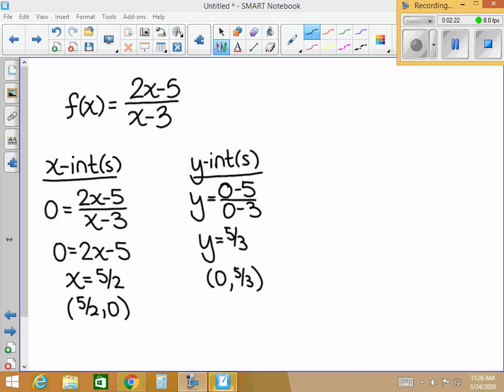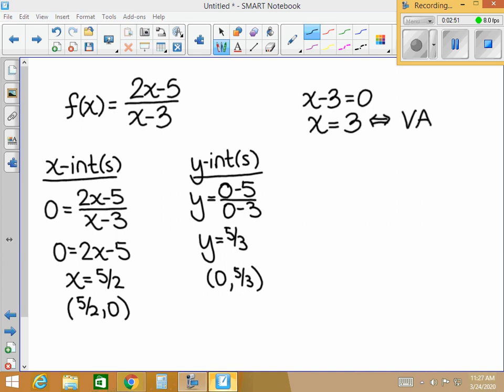Next, we can talk about our asymptotes for the graph. We know that the vertical asymptotes happen any place that the bottom is 0, but the top is not. If I plug 3 into the top of this function, it says 6 minus 5, which is 1 and not 0. So that means my vertical asymptote happens at x equals 3.